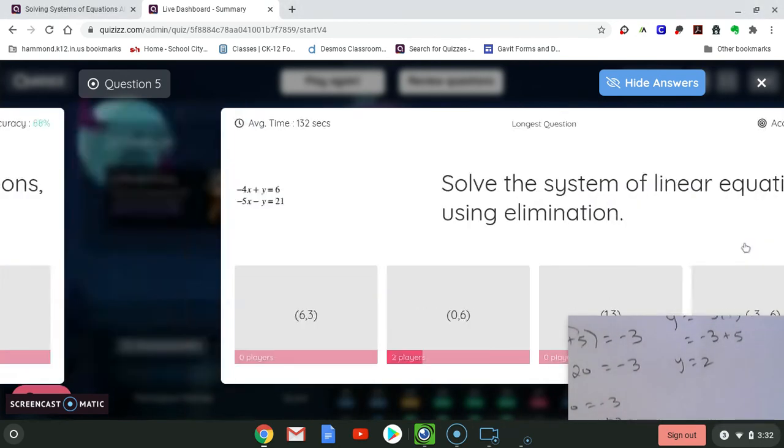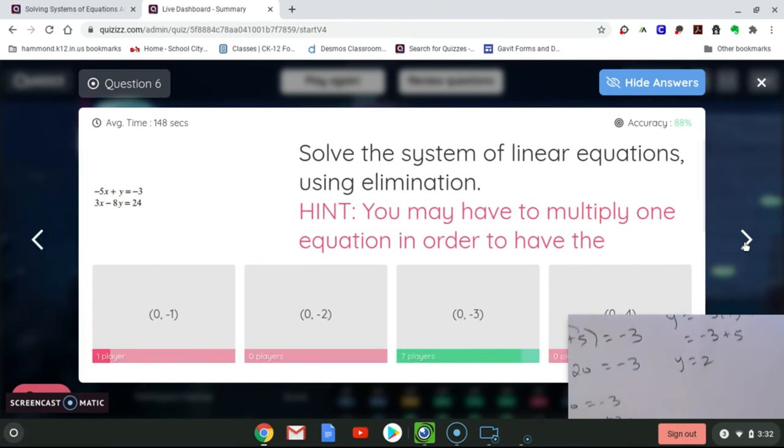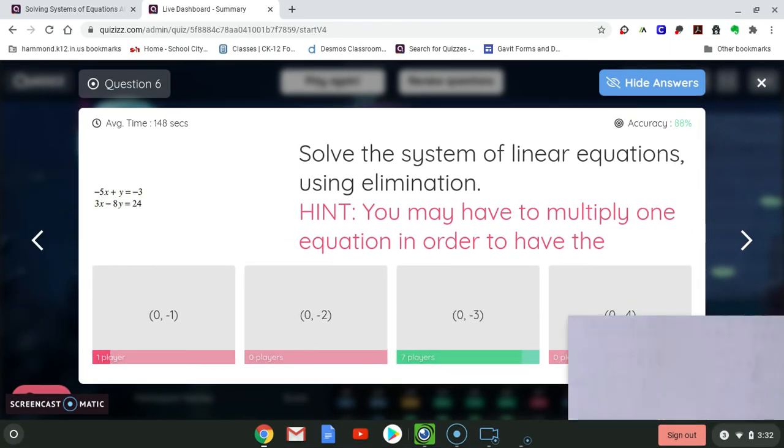Let's look at another example, this time using elimination. And so we had mentioned that occasionally when we do elimination, we end up in a situation where we have not opposite coefficients on the same variable. And we have to go ahead and multiply through one or both equations in order to be able to add them together.